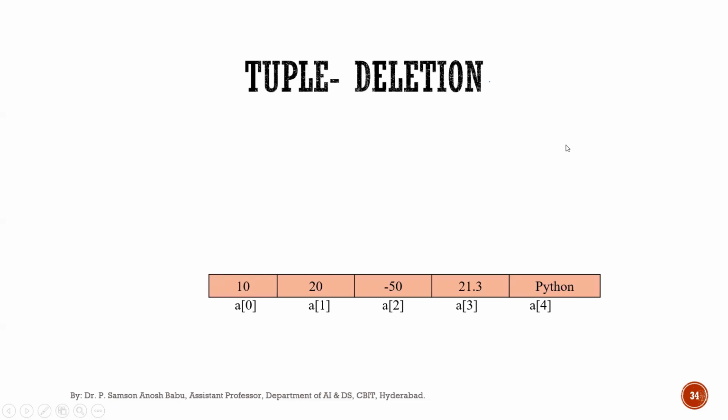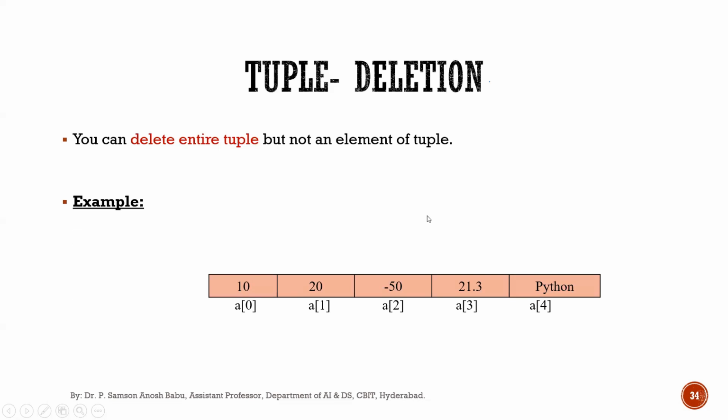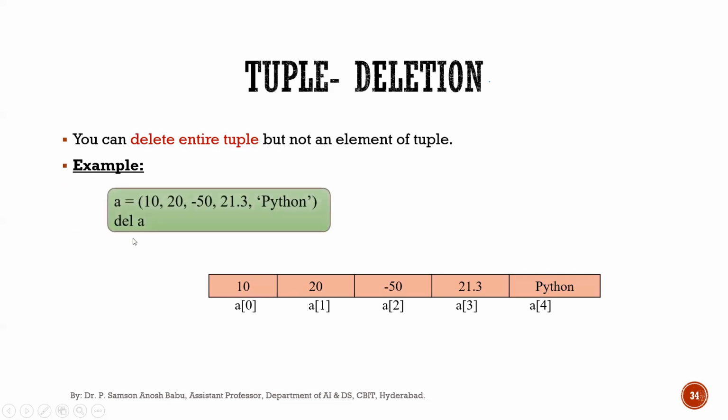Tuple deletion. As tuples are immutable, you cannot delete a single element of the tuple, but you can delete the entire tuple. For that, simply you have to write del space A, then it will delete the entire tuple.